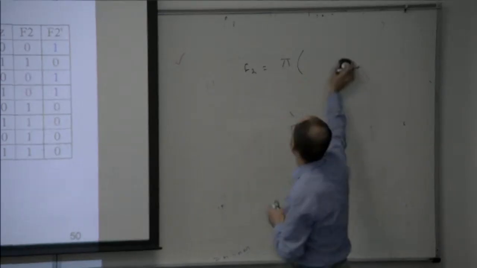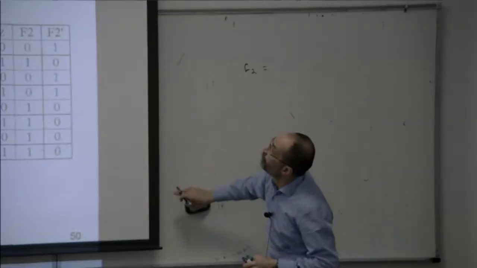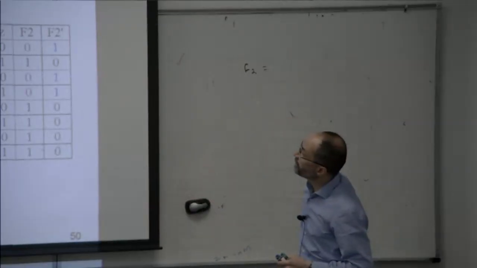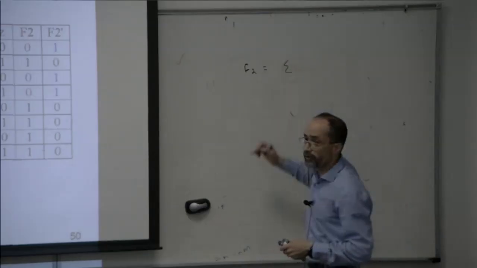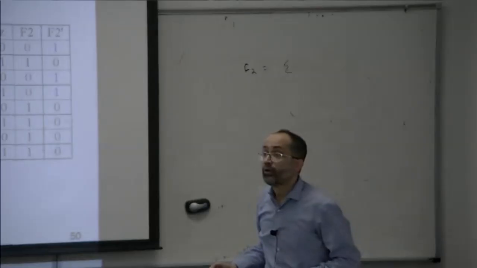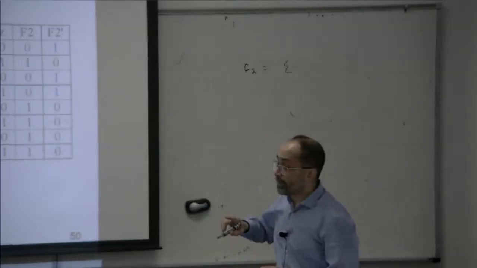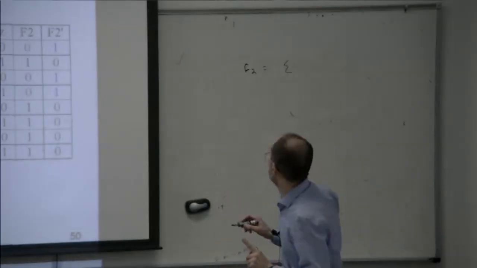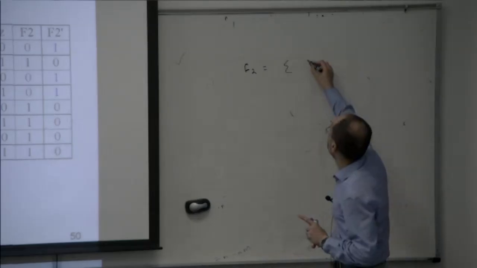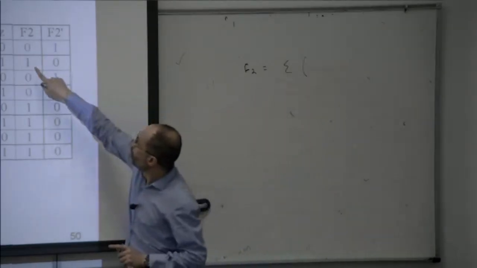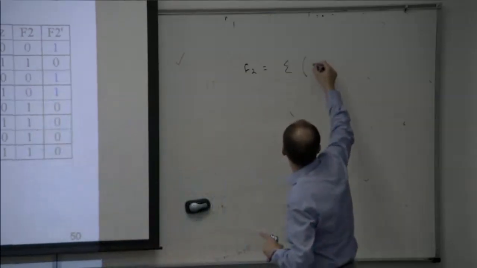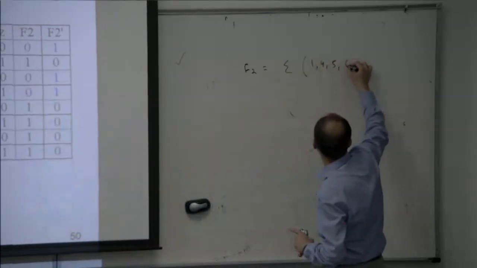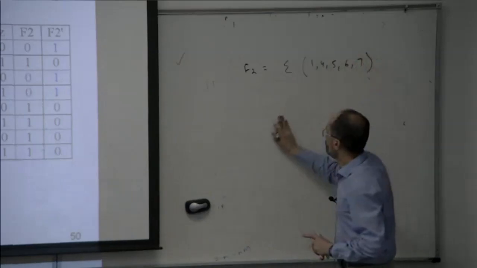Now we are doing why this. So take F2 as an example. F2 is sigma. In sigma we are interested in min terms or maximum? Min terms. F2, how can we write F2? 1, 4, 5, 6, and 7.